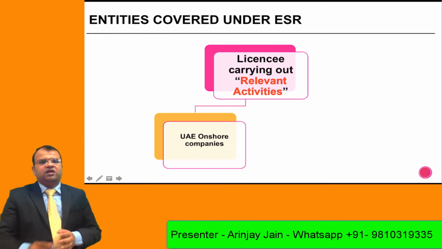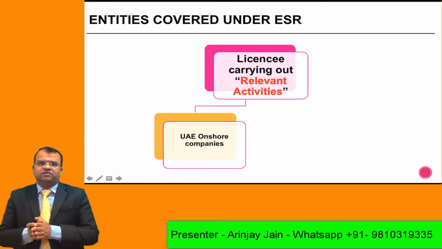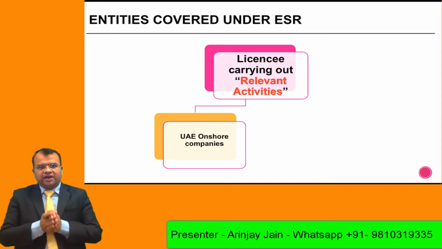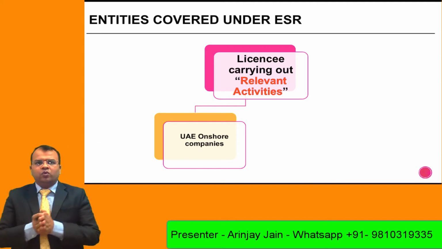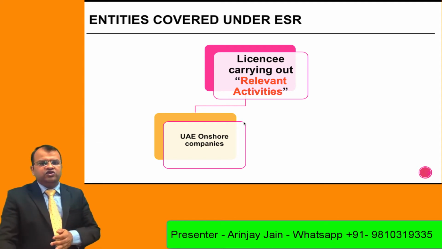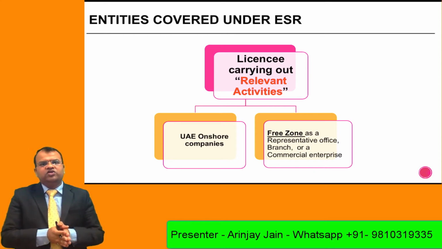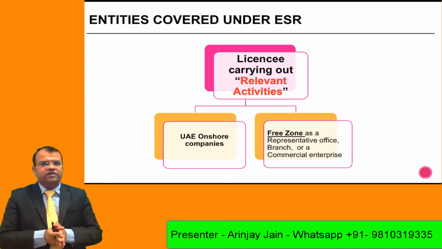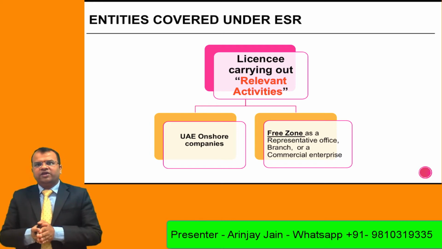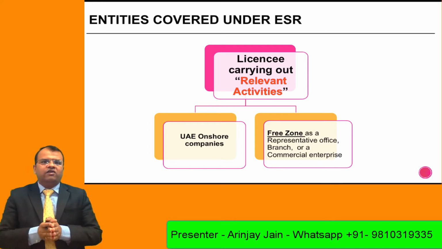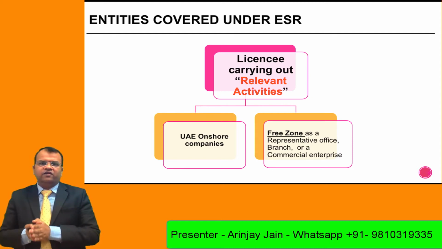The first entities which are covered are the UAE onshore companies which are incorporated in the mainland. But like I said, the important part is they should be carrying out one of the relevant activities. In addition to the onshore companies, even the free zone companies, either as a representative office or a branch of a foreign company or other commercial enterprises, are also covered under the ESR regulations. The basic condition again is they should be carrying out one of the relevant activities. If they are not carrying out the relevant activities, they are not covered under the regulations.